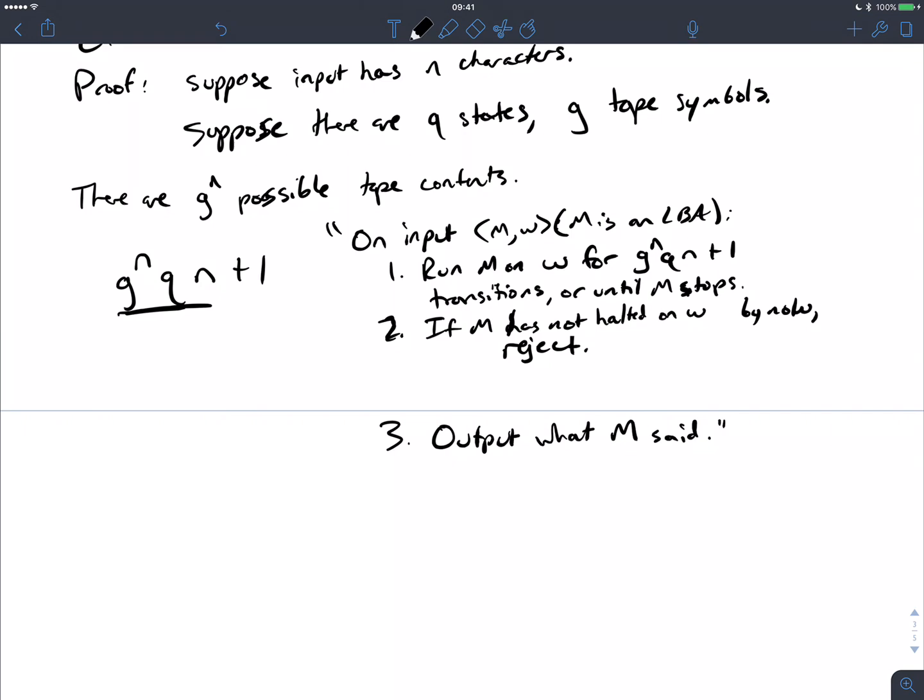Other questions? Okay, so I think it's good for a break. Then we'll prove that some other problems are undecidable.